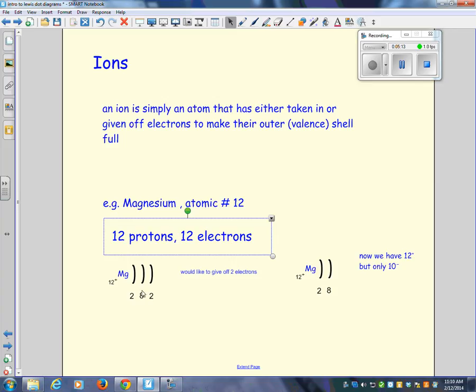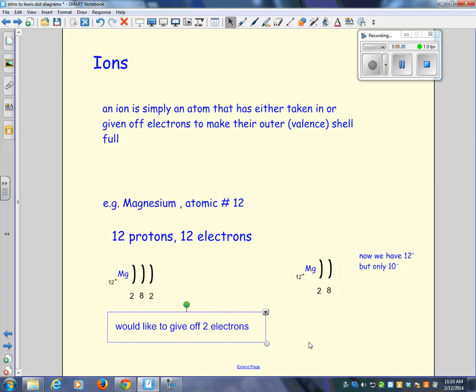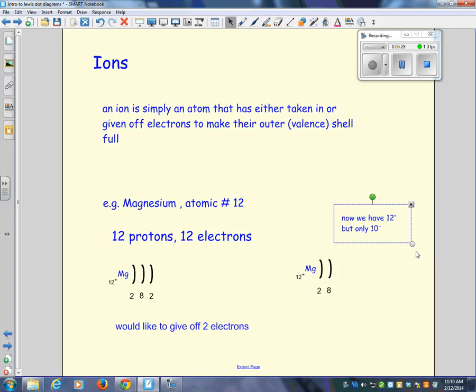But it's not happy. It's got 2 in its outer shell, and it would really like to get rid of those 2. It wants to give off 2 electrons so that its outer shell is full. When it does give off those 2 electrons, what do we have? Well, we still have 12 protons. Can atoms give off protons? No, they cannot. They're locked in the nucleus. So we would still have 12 protons, but if it's given off 2 electrons, now it's only got 10.